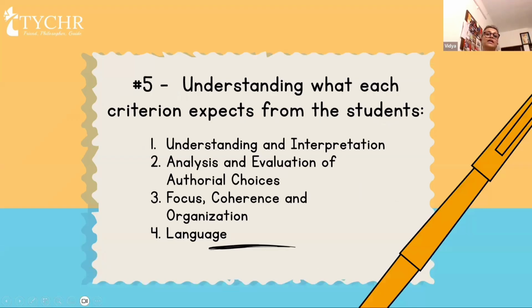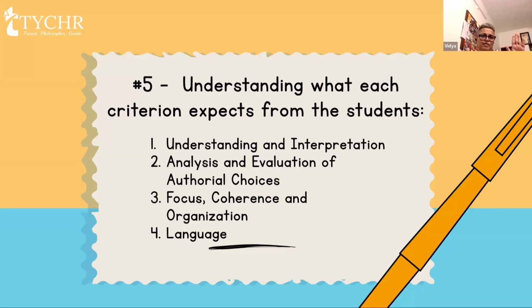Point number 5, understanding what each criterion expects from the students. I'm pretty sure that you by now know that almost all language and literature assessment components have 4 criteria. Paper 2 also has 4 criteria, but criterion B has 2 divisions, B1 and B2, but we'll come to that when we come to that. Paper 1 certainly has 4.